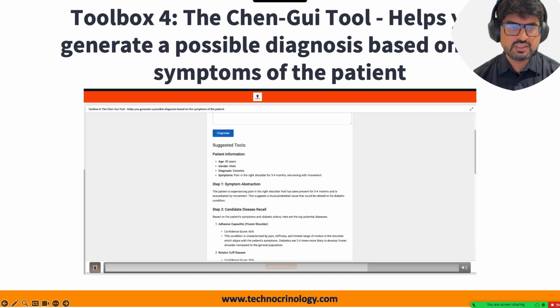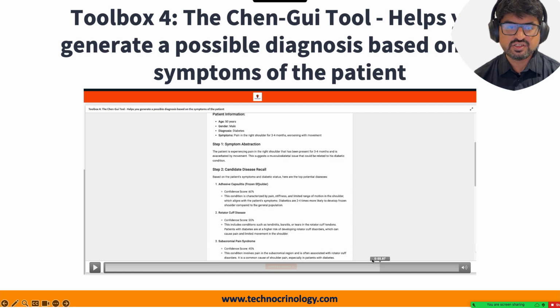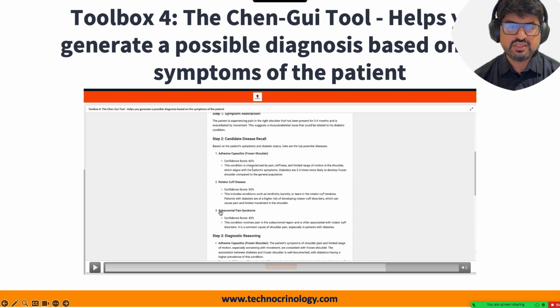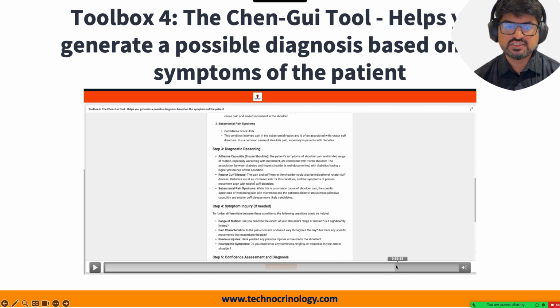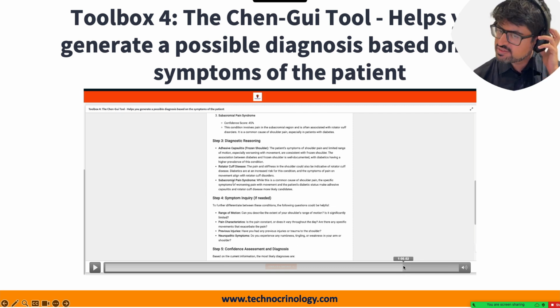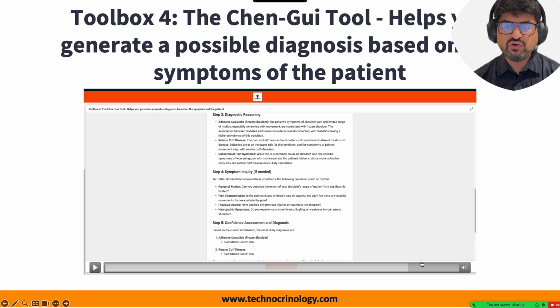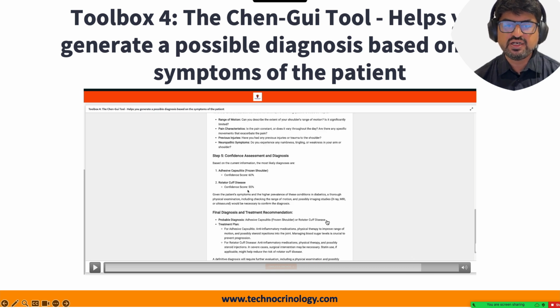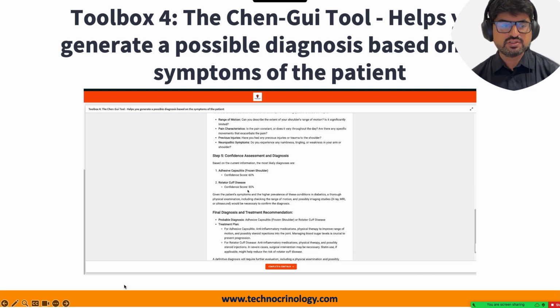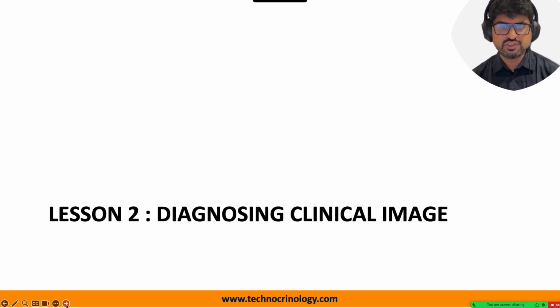Here it takes the information of the patient, does the symptom abstraction, then does the candidate disease recall. So what are the potential differential diagnoses? It could be frozen shoulder, rotator cuff disease, or subacromial pain syndrome. Then it does diagnostic reasoning, why this symptom is more likely with this condition and so on. Then it does a self-assessment to find the potential differential diagnosis and gives the final diagnosis and treatment. So this is how it works as a diagnostic tool.